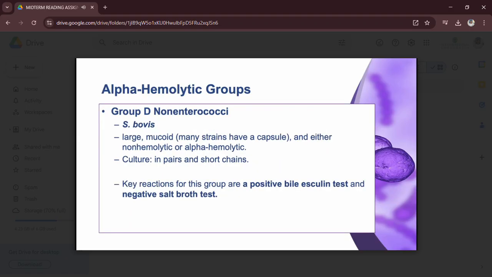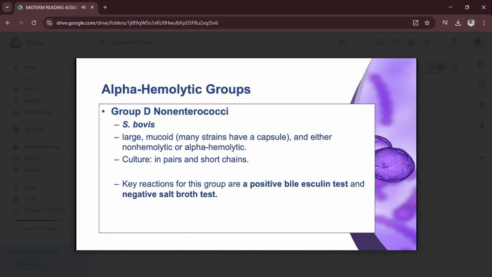Next, we have your group D non-enterococci. Under this, we have S. bovis. This is found usually in the intestinal tracts of humans as well as in cows, and also in sheep and other ruminants. Although we can find this in many animals, S. bovis is a human pathogen and is known to be a causative agent of endocarditis and meningitis. It is also associated with malignancies of the GIT, or the gastrointestinal tract.